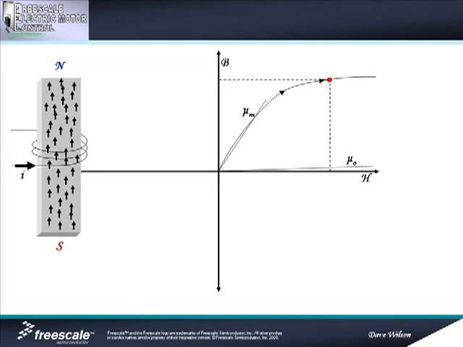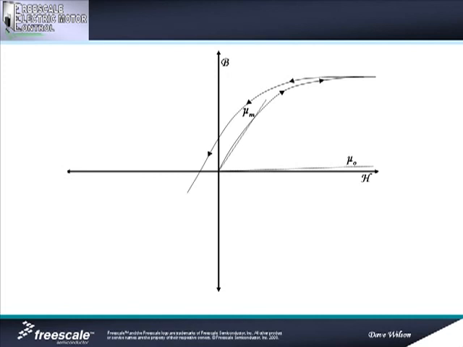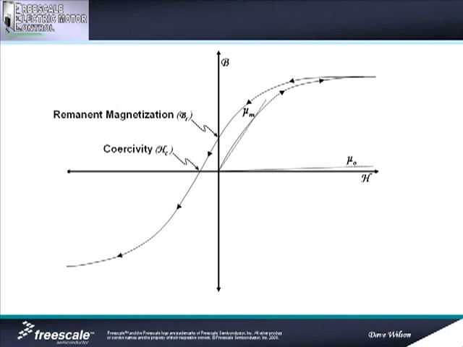Well, it turns out that instead of following the same path back down, it takes a totally different path as shown here. Notice that when the MMF reaches zero, some flux density is still retained in the material. In other words, the material has been permanently magnetized. This value of flux density is referred to as the remnant magnetization of the material. We see that in order to coerce the flux density all the way back down to zero, a negative MMF has to be applied. The field intensity corresponding to this condition is referred to as the coercivity of the material.